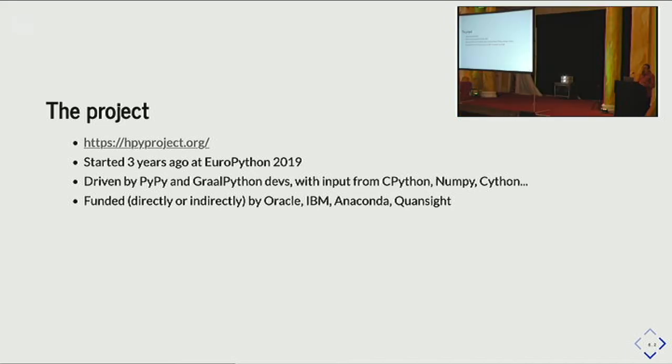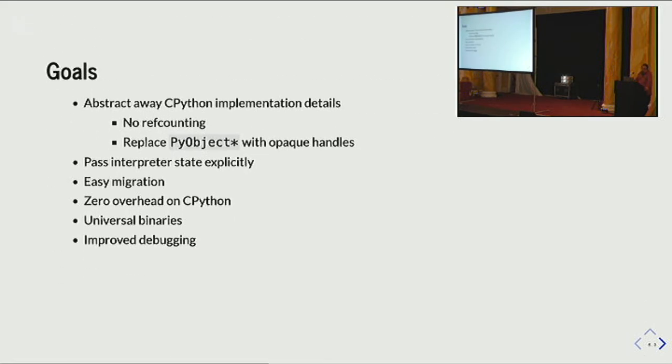So the goals are to fix the flaws in the C API, abstracting away all these implementation details, including being more explicit, because in the existing C API there is a lot of implicit global state. So in HPy, that should be explicit. But in order to get people to use HPy, we also want it to be as easy as possible to switch from the existing C API.